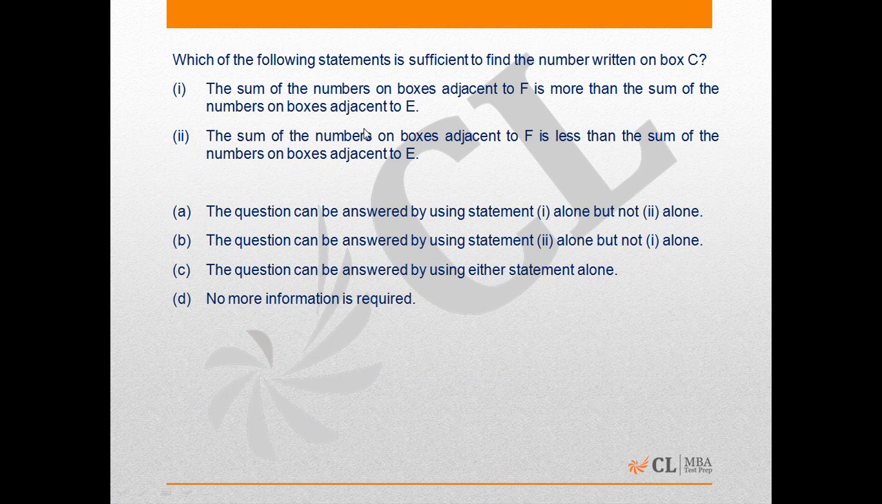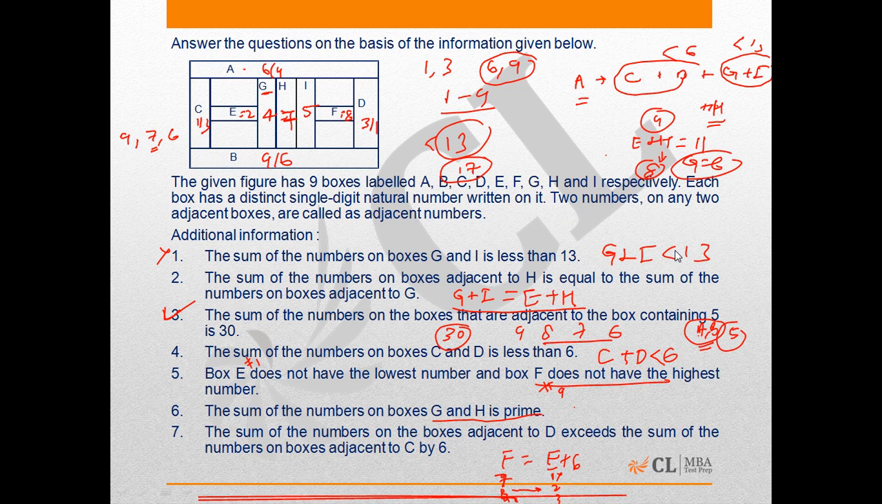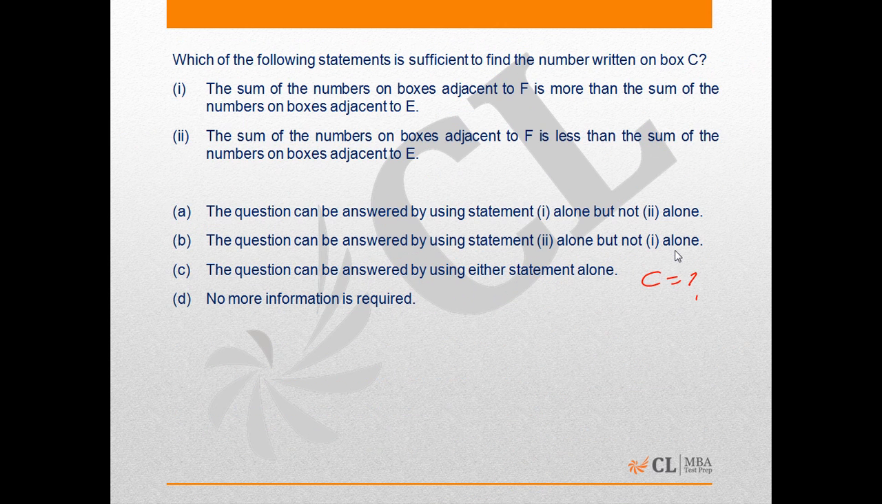Now let's move to the question. In the first question, it is asking which of the following statement is sufficient to find the number written on box C. So we have to find the number written on box C. From our arrangement, it could be either 1 or 3.